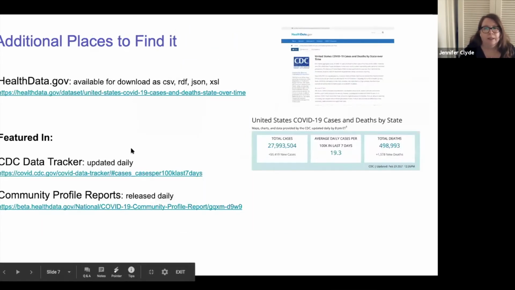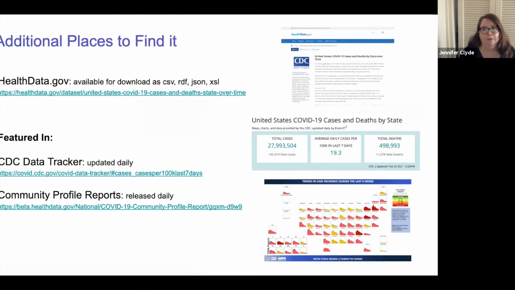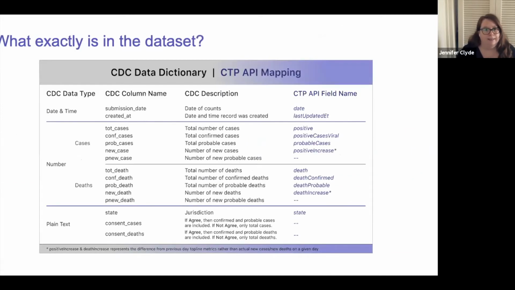You can also download the same exact data set over on healthdata.gov, which is the open data site managed by the Department of Health and Human Services, or the NCHS. The data set's also used to generate parts of the CDC data tracker and is used in the community profile reports that are put out by the HHS, and that I'll be talking about more in a minute because they have some important notes about the data in them. What exactly is in the data set is 15 data fields, 9 of which are about the case data. The rest are about the deaths data that we'll be talking about next.